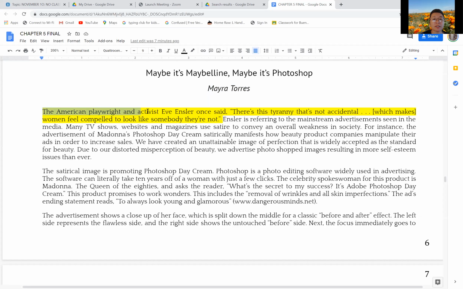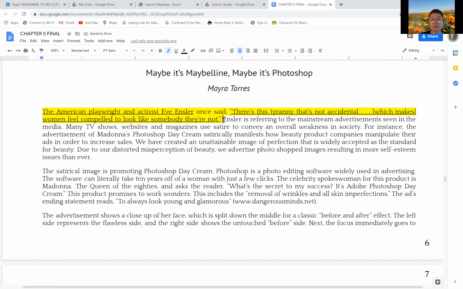The American playwright and activist Eve Ensler. All right, awesome. We now know who Eve Ensler is. She's a playwright and an activist. Once said, comma, open quote, there's this tyranny that's not accidental, dot, dot, dot. This means Myra took something out of the quote, which makes women feel compelled to look like somebody they're not, period, end quote, close quotes. All right, so now she has placed the quote in proper format. So notice how her cited material appears in quotation marks.